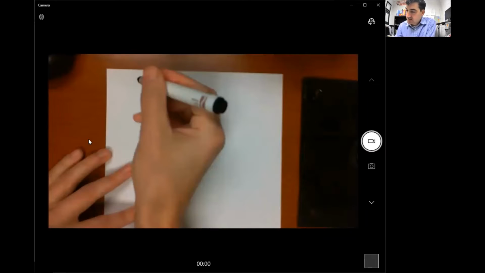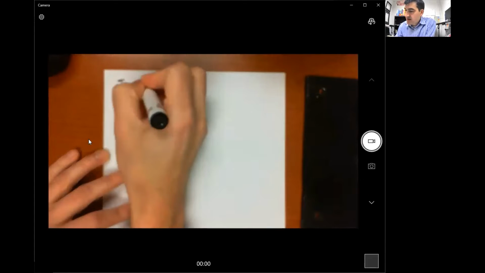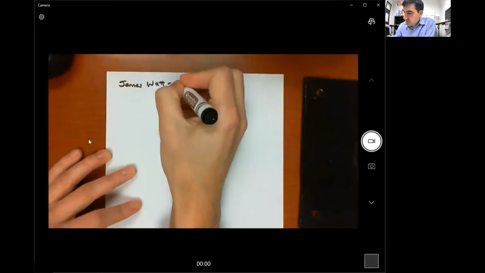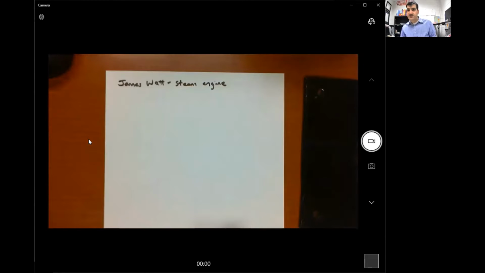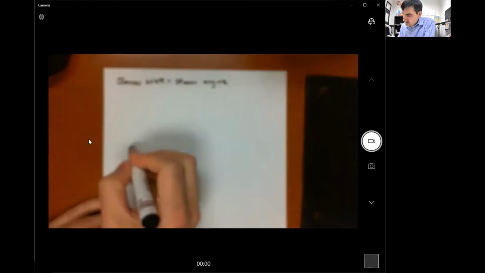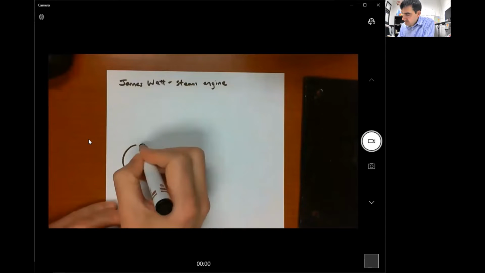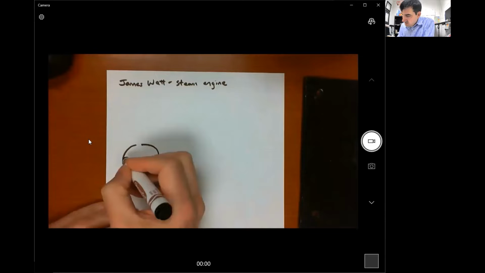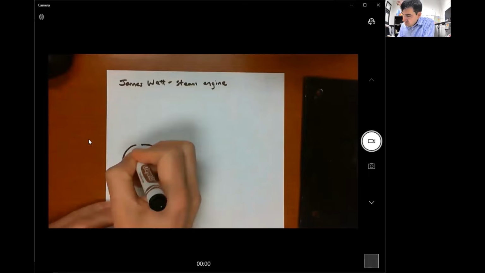So let's draw that. This is James Watt's steam engine, which was originally designed for the University of Glasgow. Here's what it looked like, if I can try to draw this. All right, so we've got a steam boiler. I'll draw that about right here. We've got an inlet on the bottom and an outlet on top. And then we've got water here, and we're going to heat it and turn it into steam.